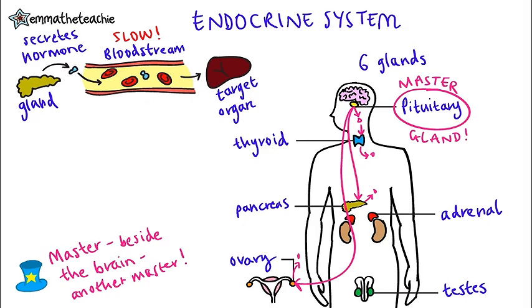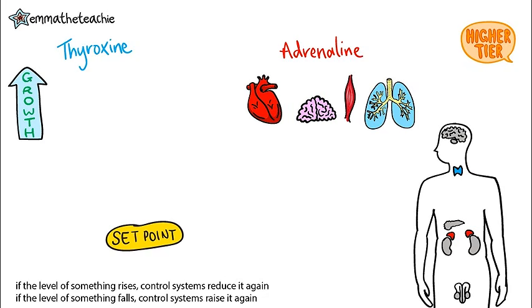The next bit of info we're looking at is higher tier only, so if you're studying foundation, skip ahead to the questions. Okay, so we're going to look at 2 glands and the functions of the hormones that they produce. So we'll look at the thyroid and the adrenal glands.